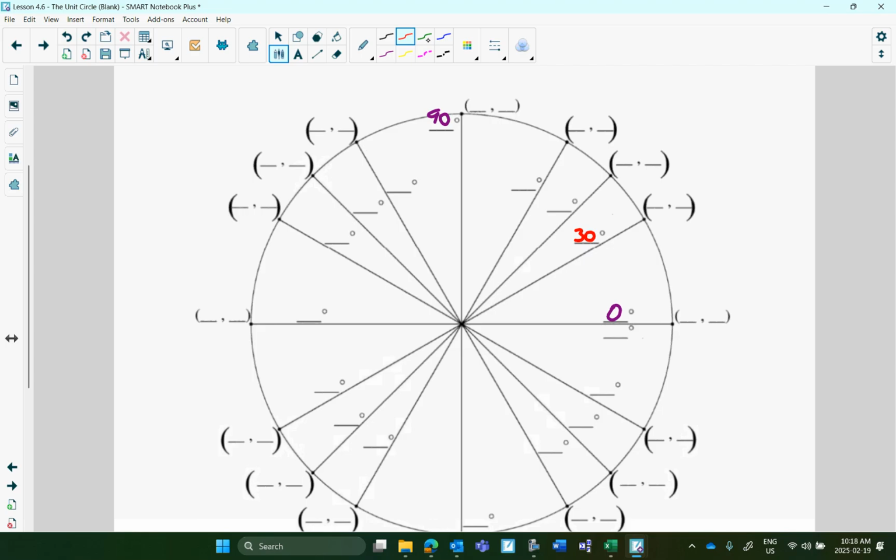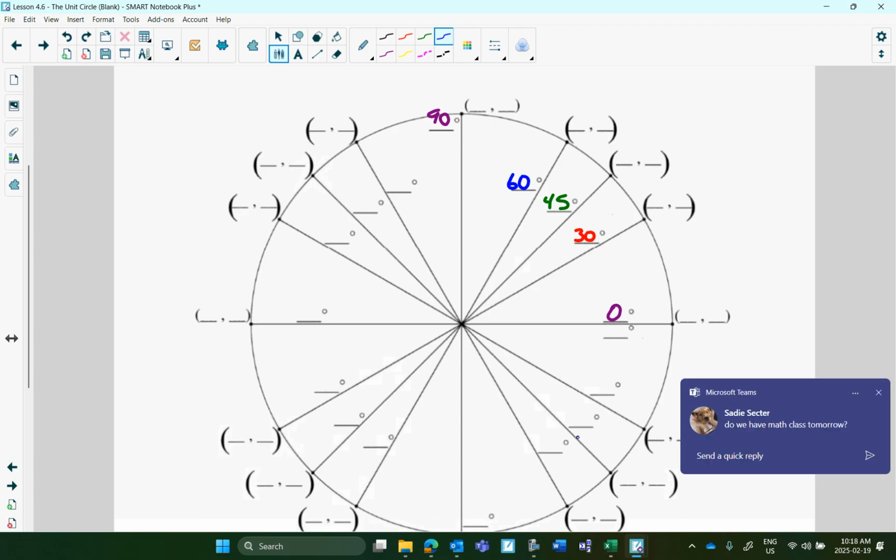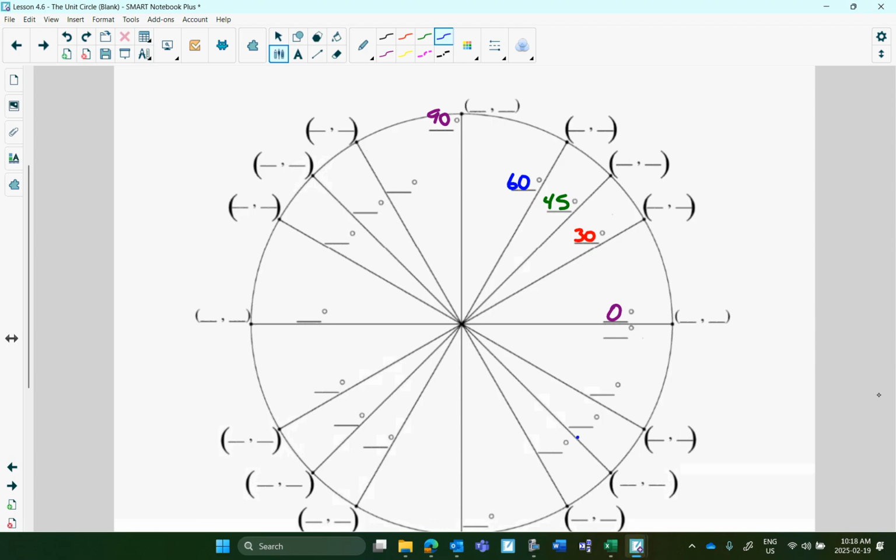And I'm going to use different colors for 45 and 60. All we want to do is, what are the points on the unit circle when the angle coming out is 0 degrees, 30, 45, 60, and 90.